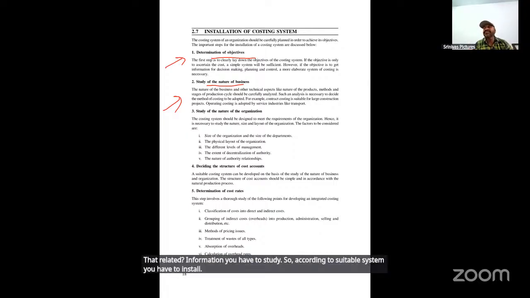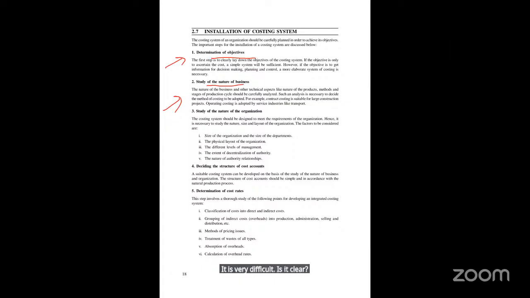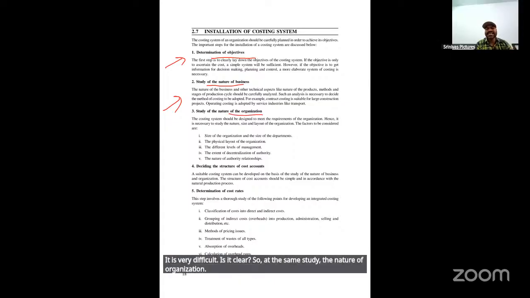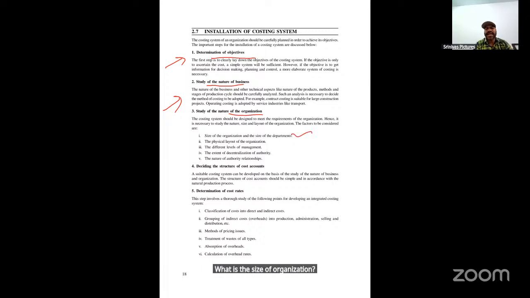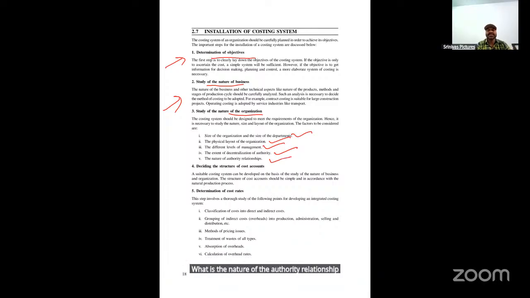If we don't know what we are going to do, how can you install the programming? It is very difficult. Is it clear? At the same time, study the nature of organization. What is the size of the organization? What plant layout are we using? What management is there? Is there centralization or decentralization of authority? What is the nature of the authority relationship? All that we are going to discuss.